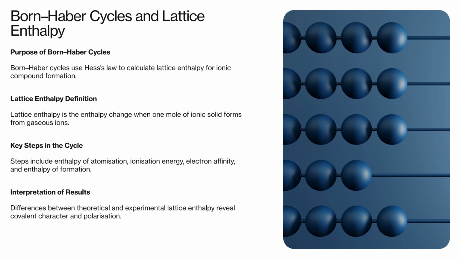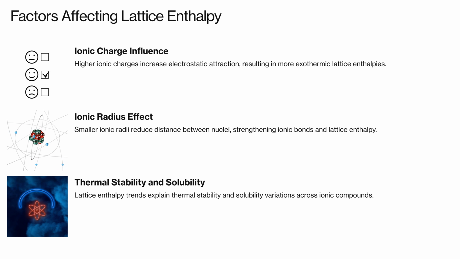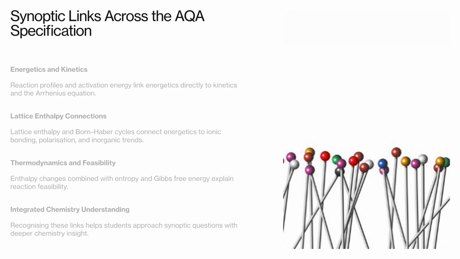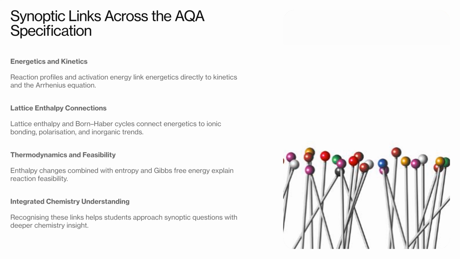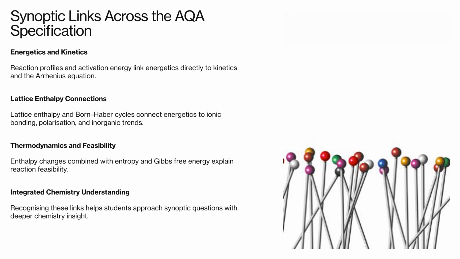The magnitude of lattice enthalpy depends primarily on the charges of the ions and the distance between their nuclei. Higher ionic charges and smaller ionic radii result in stronger electrostatic attraction and more exothermic lattice enthalpies. Reaction profiles and activation energy connect directly to kinetics and the Arrhenius equation. Lattice enthalpy and Born-Haber cycles link energetics to ionic bonding, polarization, and trends in inorganic chemistry, such as the thermal stability of group 2 compounds.